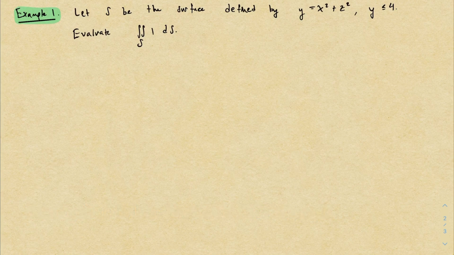I have a couple examples lined up to give us some practice with parameterizing surfaces. Like with the line integral case, typically the most difficult part about these problems is going to be parameterizing correctly. Once you do that, it's just a matter of computing the things you need and setting up an integral.